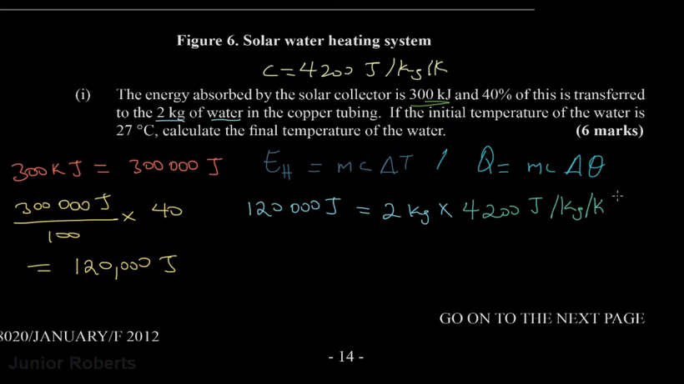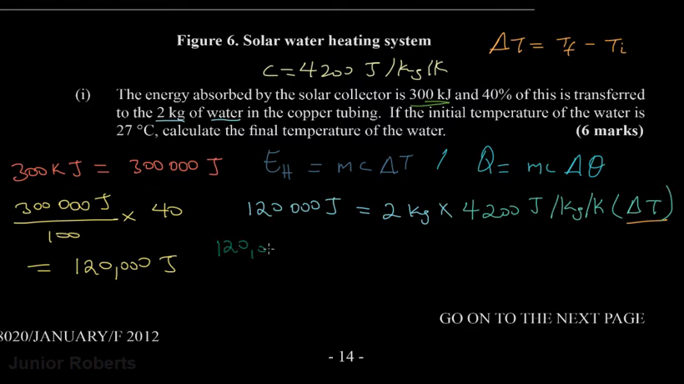And that is multiplied by our change in temperature. I'm going to write that as delta T. Now, delta T is our change in temperature, and our change in temperature, delta T, is equal to the final temperature minus our initial temperature.